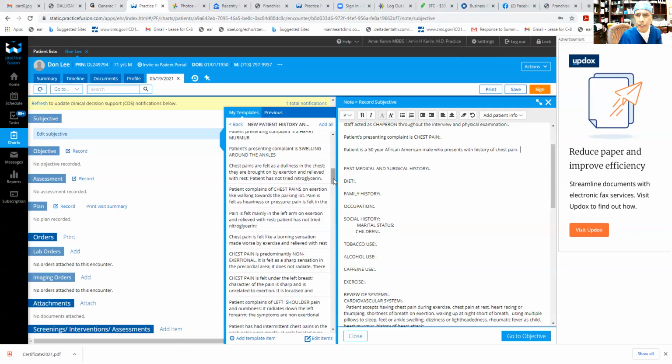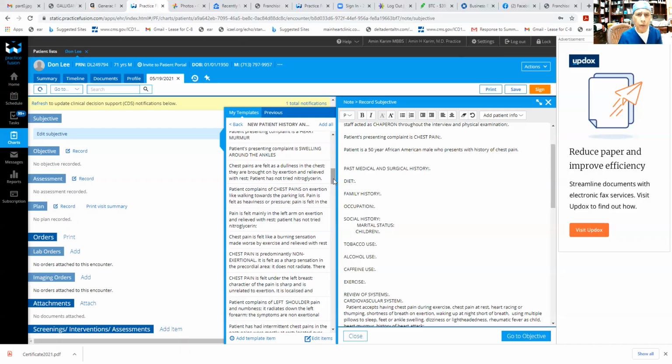You write whatever the patient told you, and there you should know from the clinical exam what to ask for a chest pain. Just an example: when did it start, how long has it been there? When do you get it? How long does it last? What relieves it? What aggravates it?